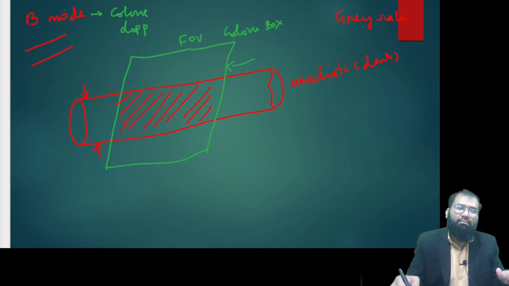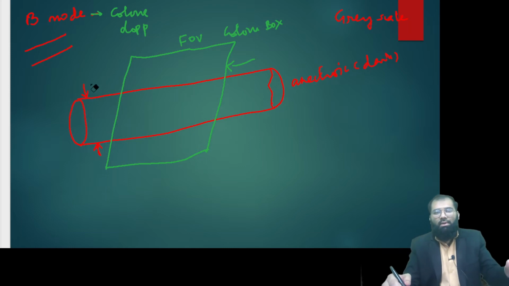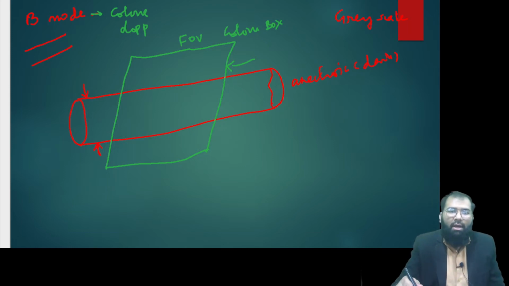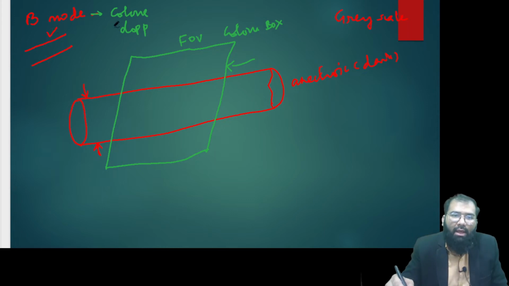Next one. So you have seen color Doppler. Now if you see B mode and color Doppler together, this is called duplex Doppler imaging. And now what you do is you add a third important thing, which is called spectral Doppler.